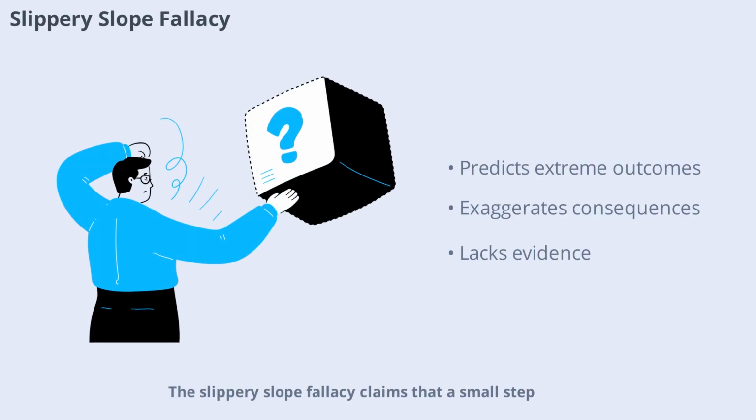The slippery slope fallacy claims that a small step will inevitably lead to a chain of related events, usually with negative outcomes. For example, if we allow students to redo one test, soon they'll expect to redo every assignment. This reasoning exaggerates consequences and ignores the possibility of reasonable limits. While it's important to consider potential outcomes, not every action leads to disaster. Look for evidence before accepting a slippery slope argument.